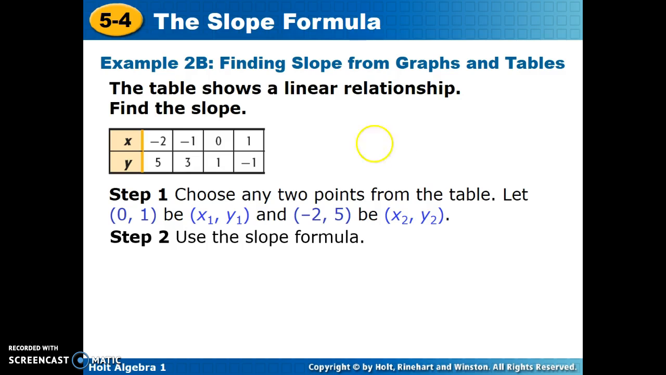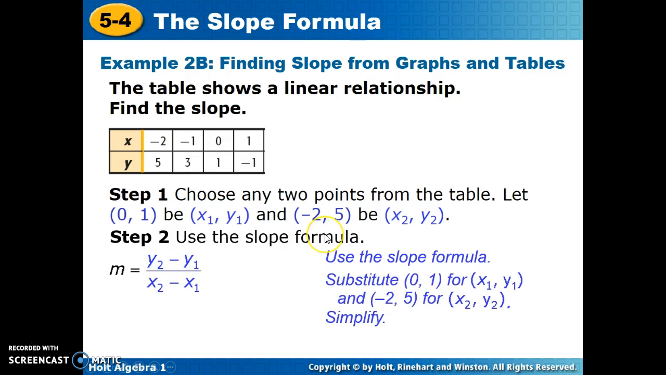So once we have that, we're declaring that this is (x2, y2) and this is (x1, y1). So we'll do 5 minus 1, that's the difference of your y's, over negative 2 minus 0. When we get that, we get a slope of negative 2.